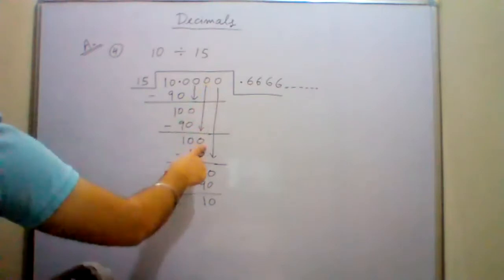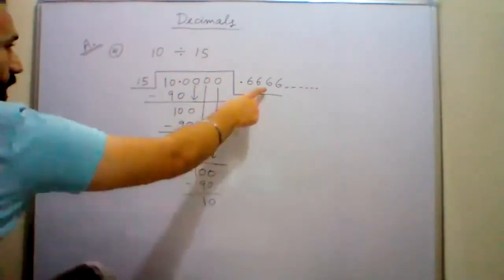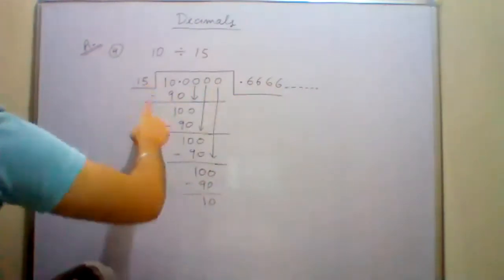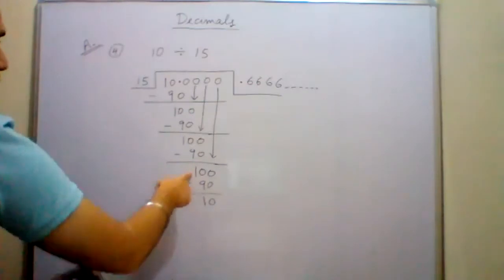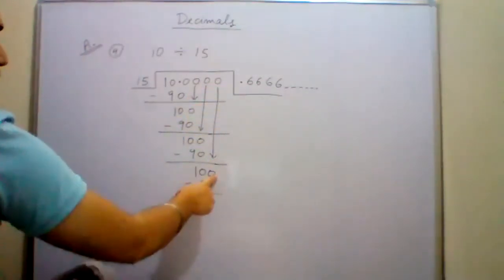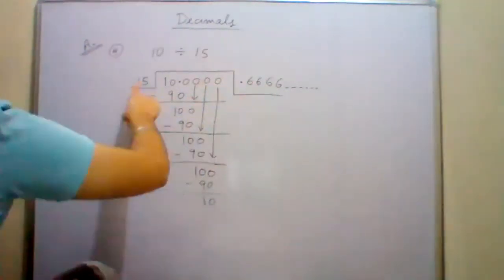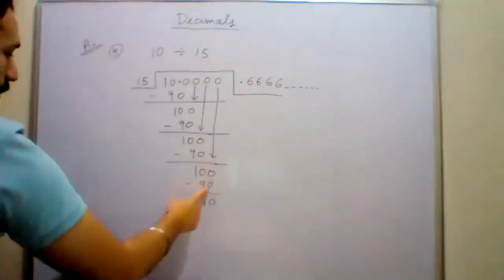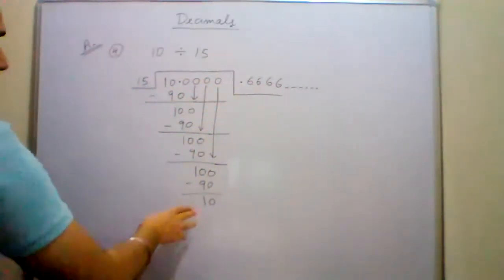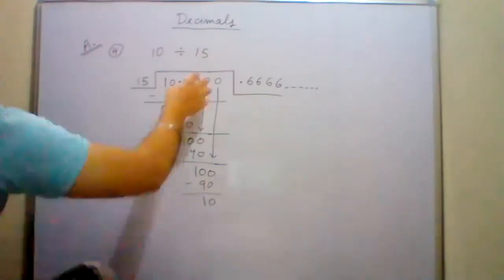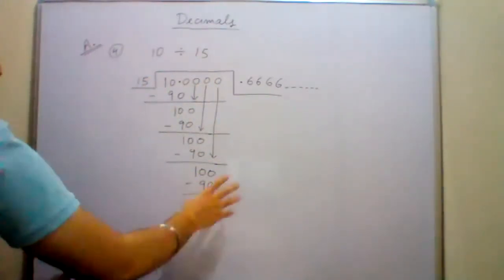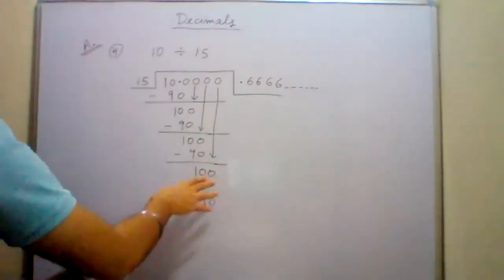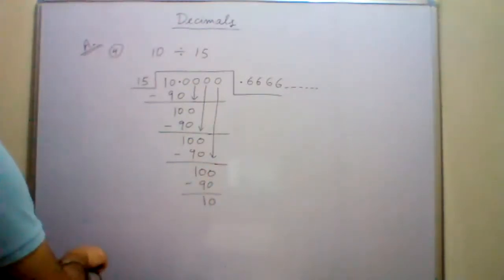So copy down another 0 here. Again it becomes 100. Again you write a 6 here. 6 into 15, 90. 100 minus 90, again the remainder is 10. Copy down another 0. Again you have to write 6 here. 15 into 6 is again 90. And finally again you get the remainder as 10. So what you learn from this is that in this question you will never get remainder equal to 0.